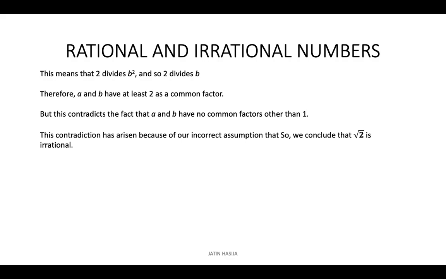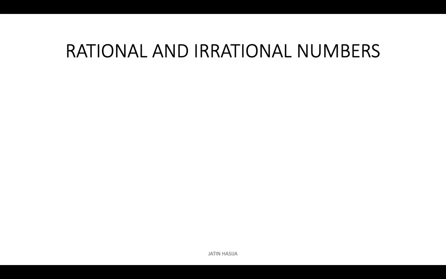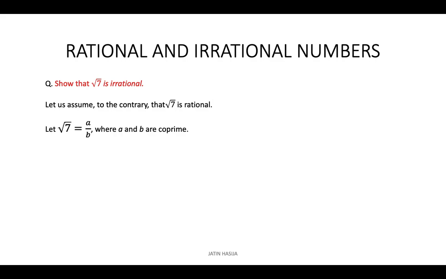I hope it is clear. Let us try to understand the same question again by changing the values. So I have taken here, show that root 7 is irrational. Again, starting with the same fact, let us assume to the contrary that root 7 is rational, and if it is rational, it can be expressed in the form of a upon b, where a and b will be taken as co-prime.